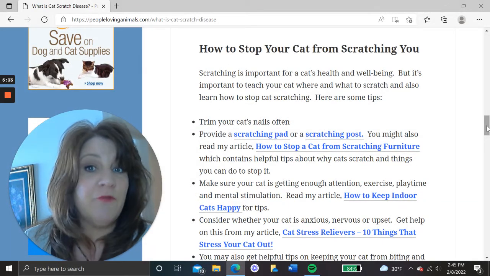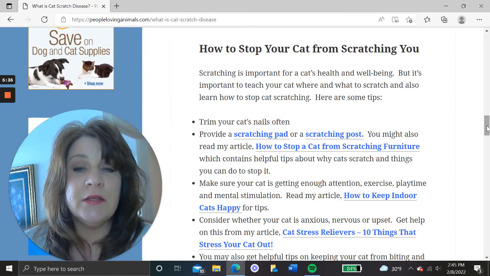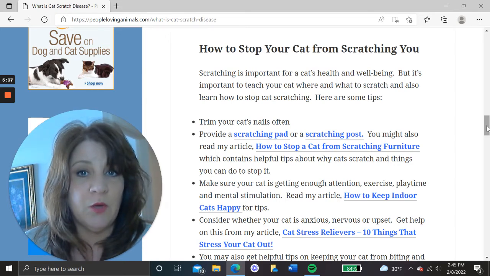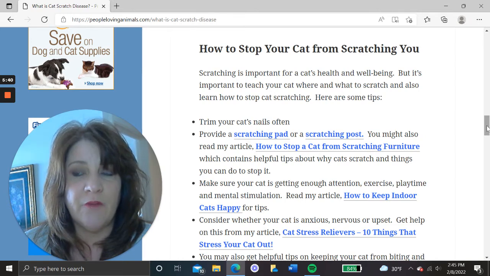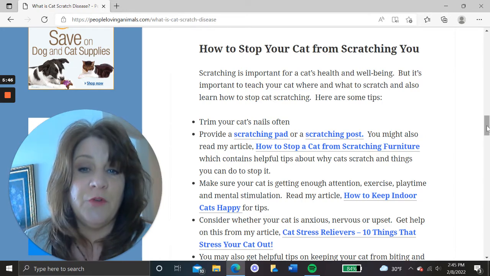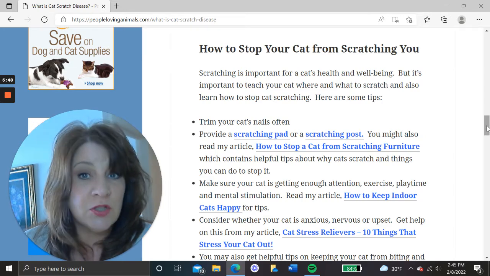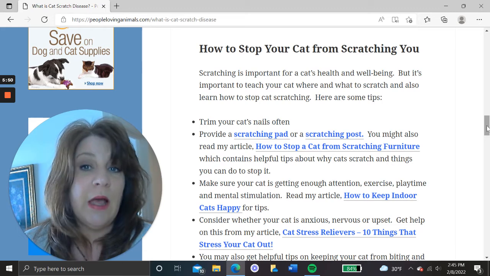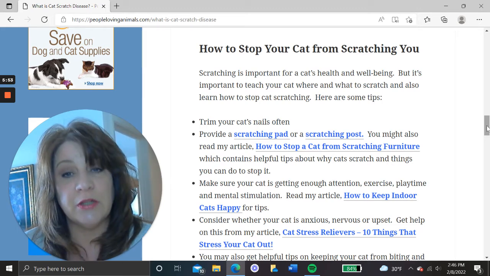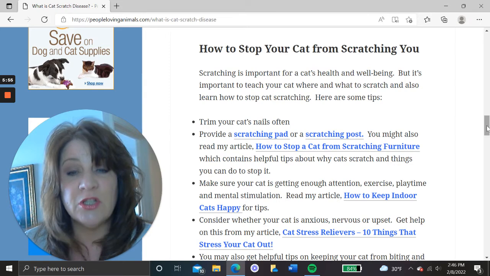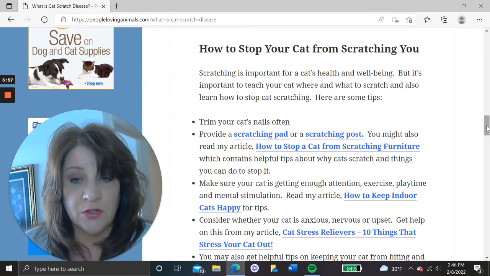How to stop your cat from scratching you. Now, scratching is an important part of a cat's health and well-being. You're not going to stop your cat from scratching things. It's part of their instincts, okay? But it is important for you to teach your cat where and what to scratch, and also for you to learn how to stop cat scratching. So here are some tips. I'm going to give you some resources here. Everything's going to be in the description box.